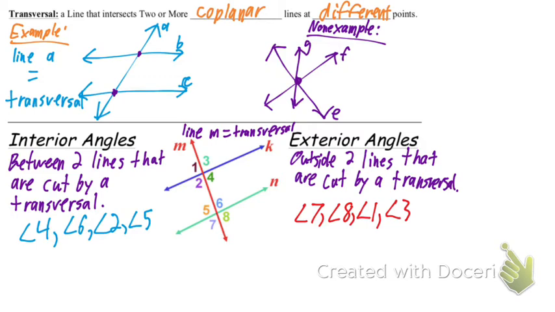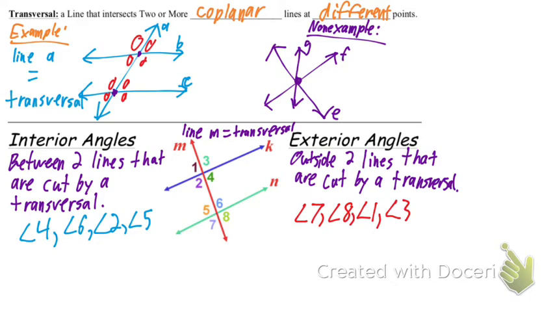Will there always be 4 on each side? Great question. Yeah, there will end up being 4 interior and 4 exterior, because as we look at it in our drawing, there's always going to be 4 angles created at each intersection, giving us a total of 8.